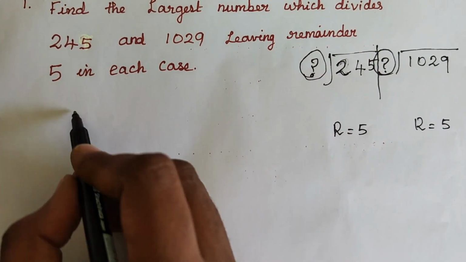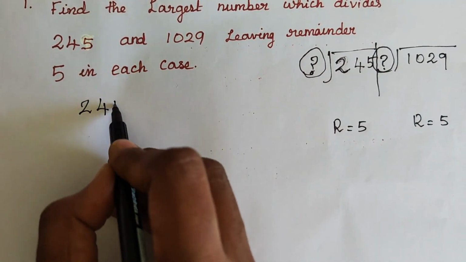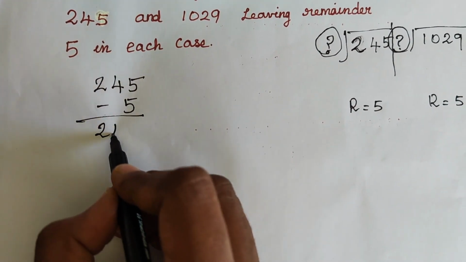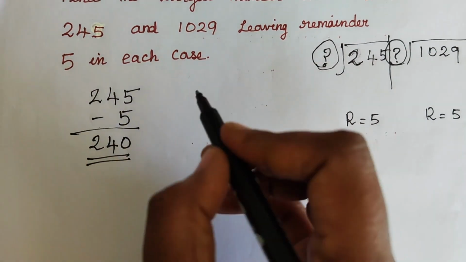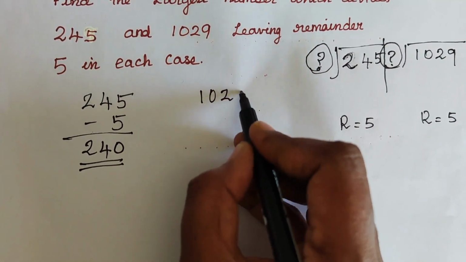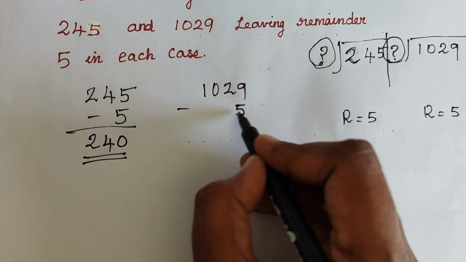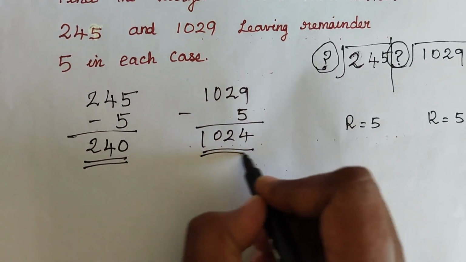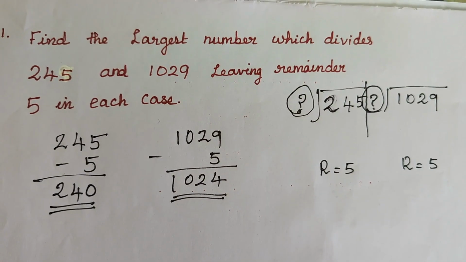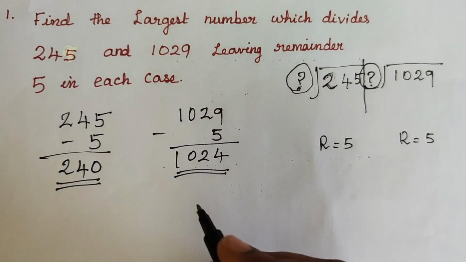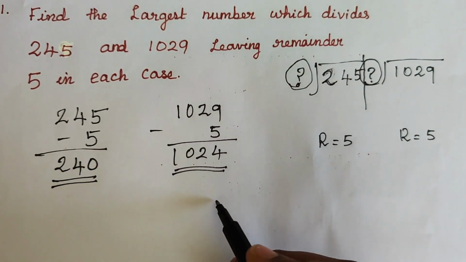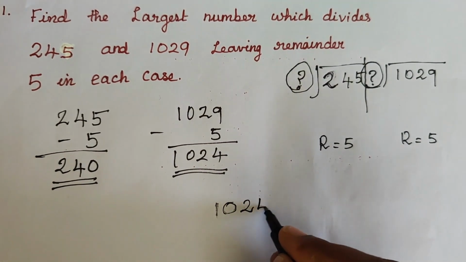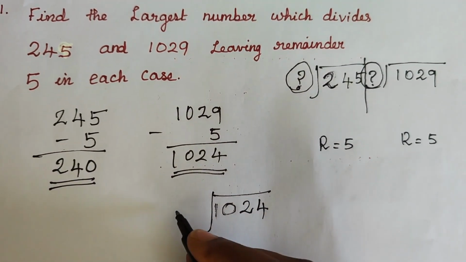First of all, the first step is to subtract the remainder. 245 minus remainder, so we will get the answer 240, and 1029 minus remainder, we will get 1024. Now we shall find the HCF of these two numbers, 240 and 1024. I use Euclid's algorithm or long division method. Bigger number divided by smaller number.